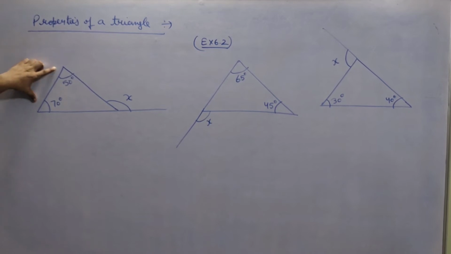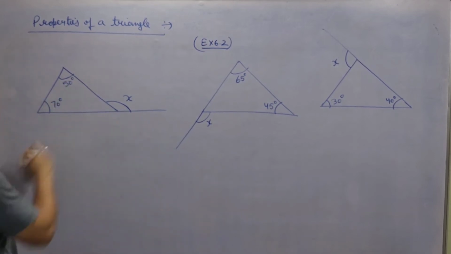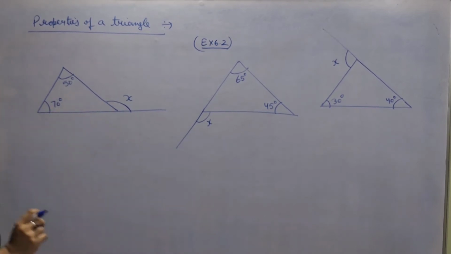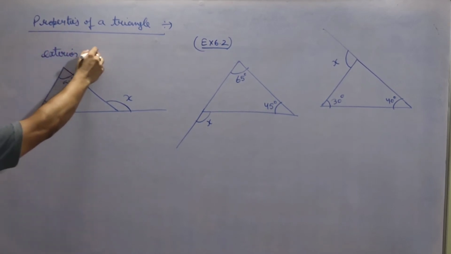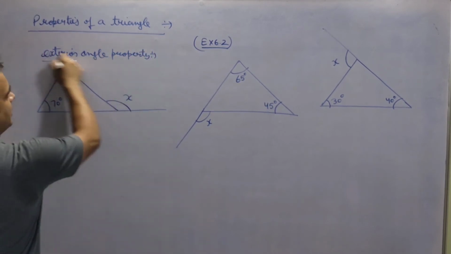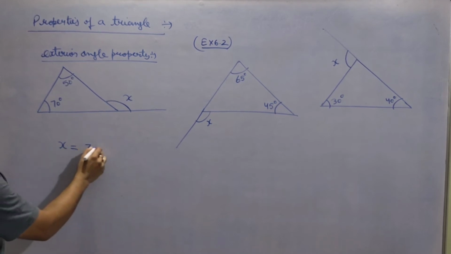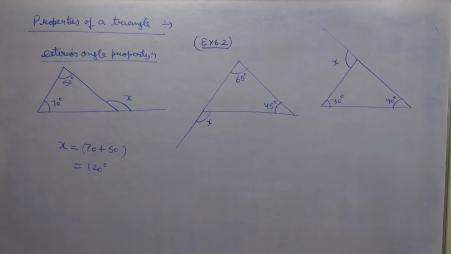Now you can see in this first figure, this is very clear. This is the exterior angle and these two are interior opposite angles. Why am I saying interior opposite? Because the adjacent interior angle we will not consider in this property. Which one? Exterior angle property, right? Now you know very well x will be equal to what? 70 plus 50 by the property. So it is a very easy question.